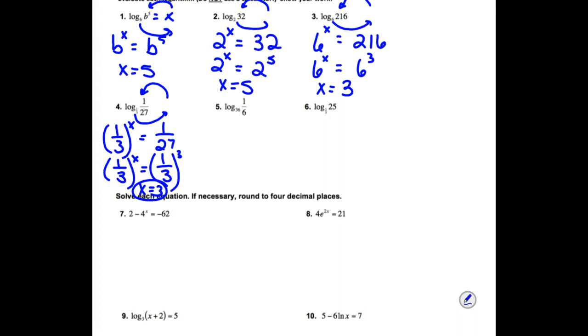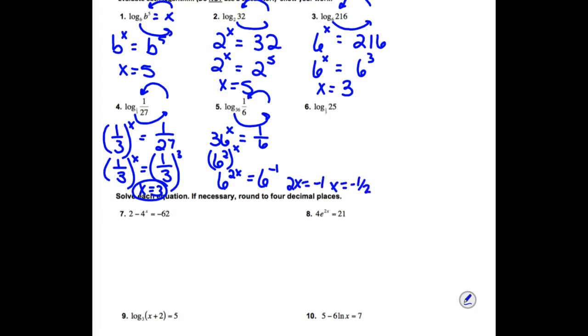All right, question 5. 36 to some power gets us 1/6. If we think of a common base of 6, 36 is 6 squared. We raise that to an x power. We end up with 6 to the 2x. Our 1/6 is the same as 6 to the -1. That's what caused it to give us the reciprocal. Flip it over. So that means that 2x has to equal -1. So x would have to be -1/2.